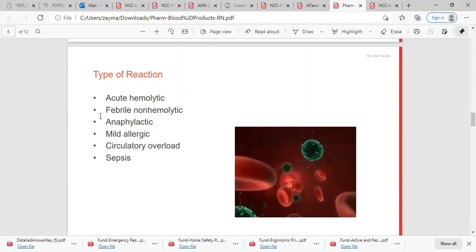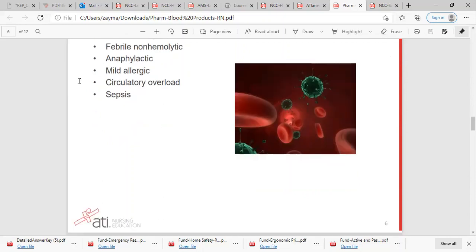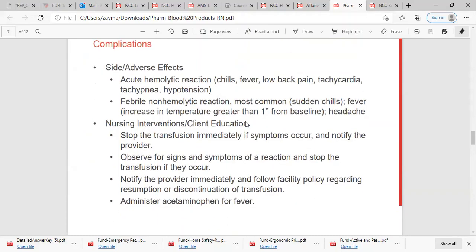Febrile is just that. It's going to come with a fever. Anaphylactic is going to show obviously signs and symptoms of severe allergic reaction. And then there's mild allergic reaction. Circulatory overload, obviously, if I'm transfusing this thick blood, I can put the patient at risk for fluid overload. Patients at risk for this will be elderly patients, patients with heart failure, who cannot tolerate this big influx of fluids. Sepsis is another adverse effect.